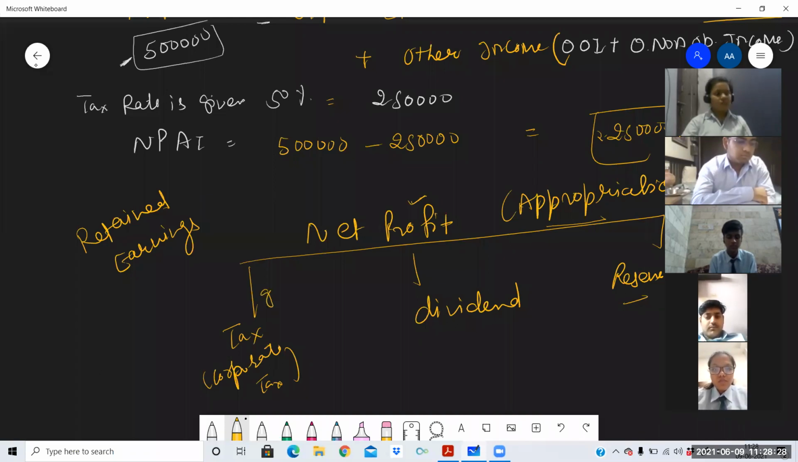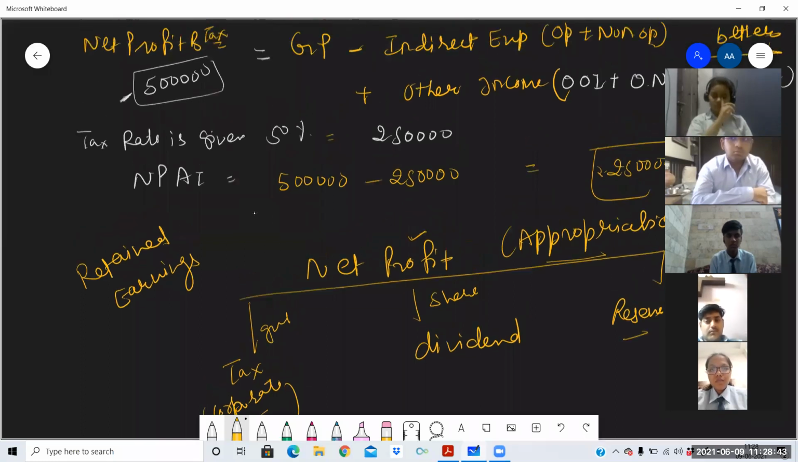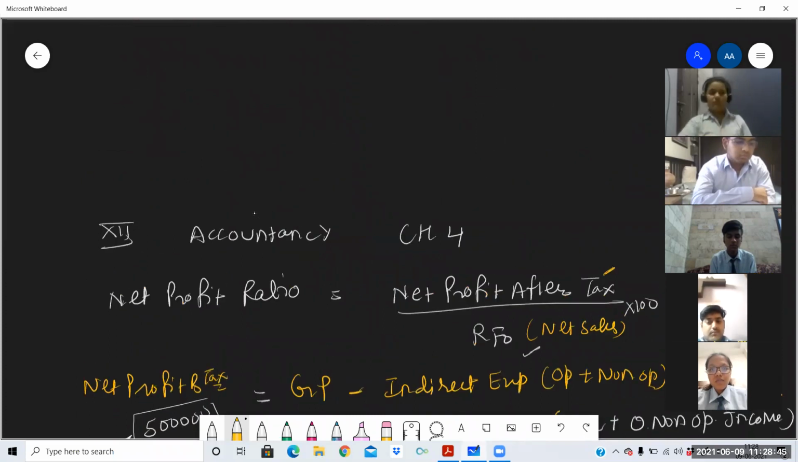So this is the government portion. This is the shareholder portion, which is given in the form of dividend. And this is for business use. Business has to strengthen its financial position to meet out the future contingencies. Clear? So this was the whole topic for today.